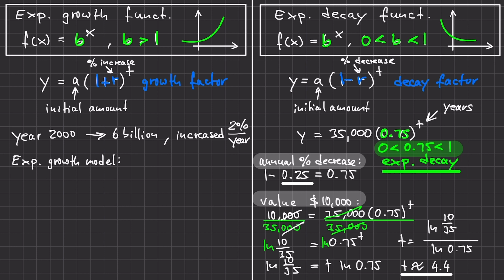The exponential growth model which we are going to use is y equals a times (1 plus r) raised to the power of t, where the initial amount a is 6, and the percent increase is 0.02 because 2 divided by 100 equals 0.02. So the exponential growth model is y equals 6 times 1.02 raised to the power of t.